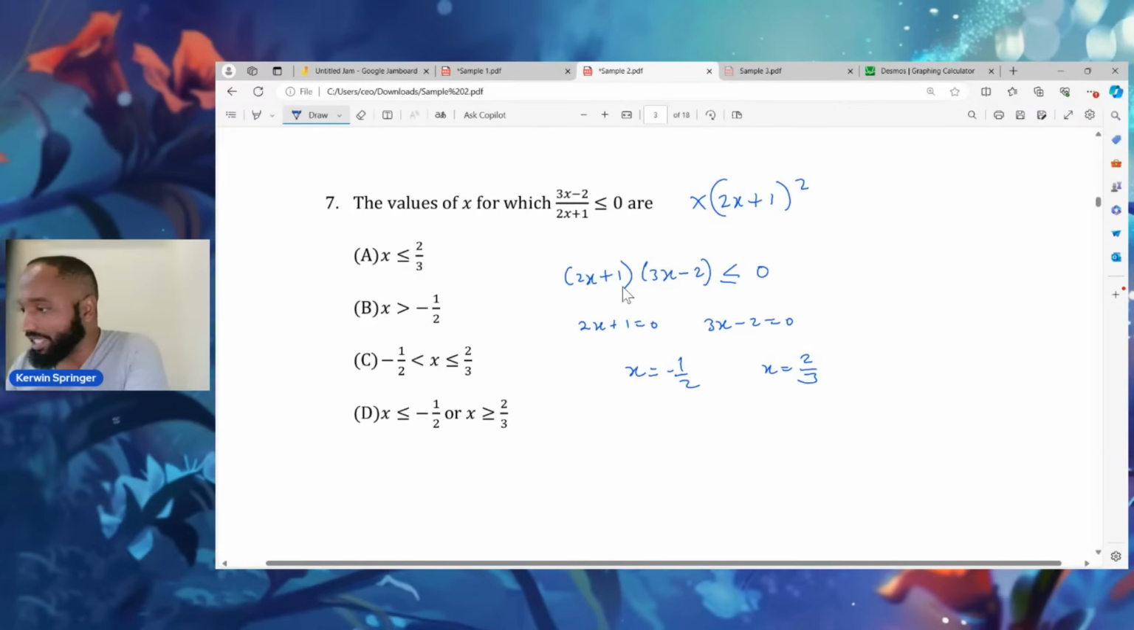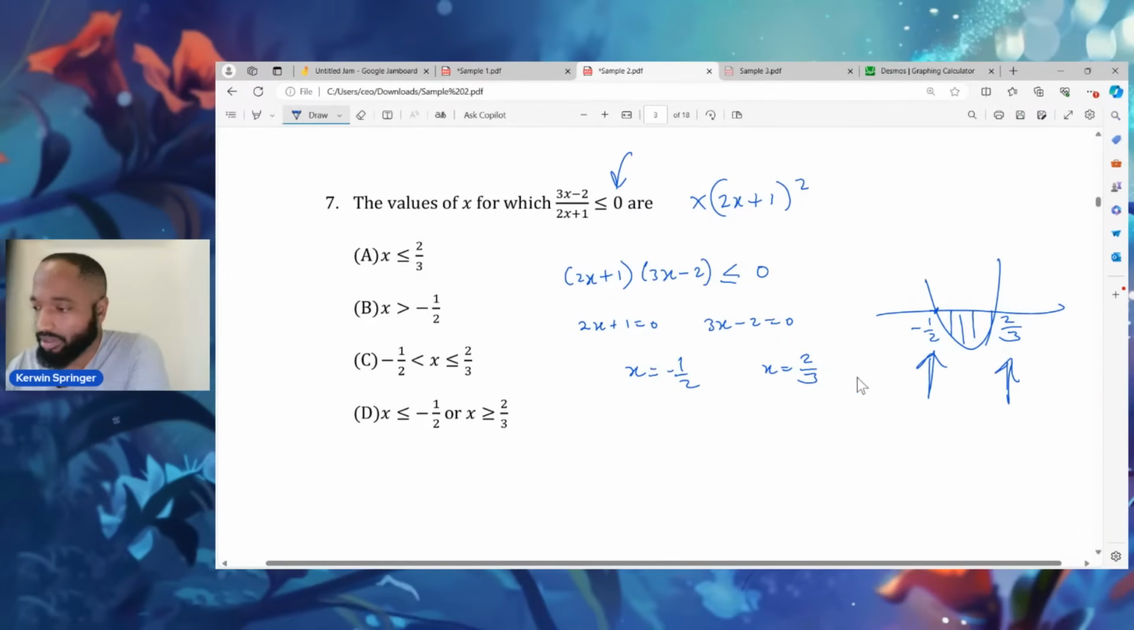This is clearly a minimum point because the a is positive. 2x by 3x is 6x squared. So I'm going to put my negative a half here and my 2/3 here, and then I'm going to examine this. I want it less than 0. So I want the sandwich situation. I want it between negative a half and 2/3.